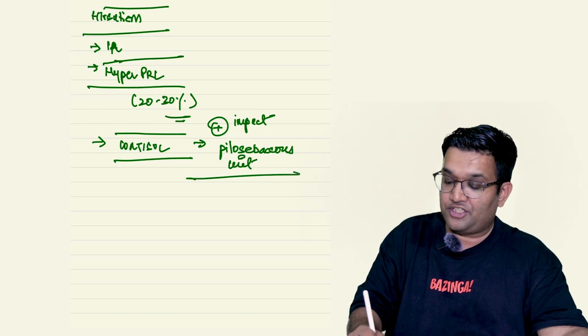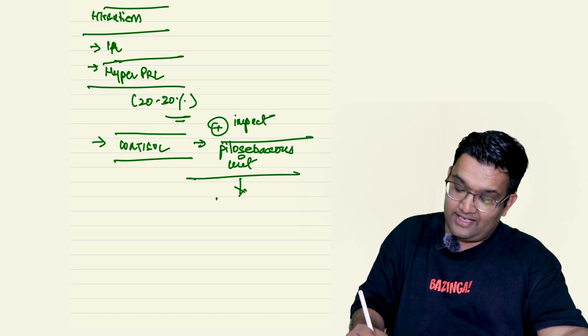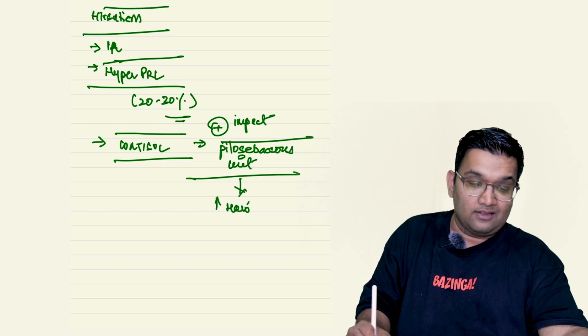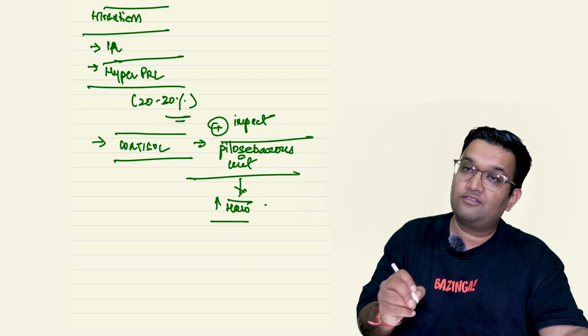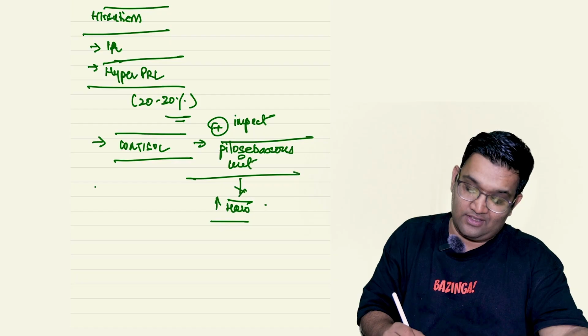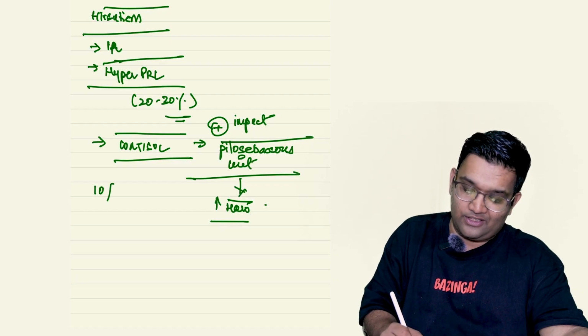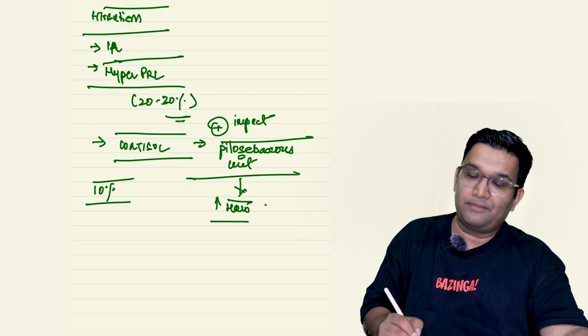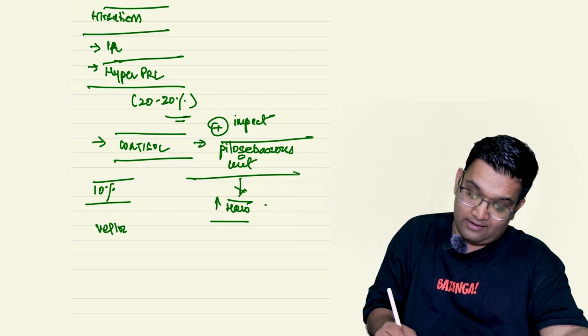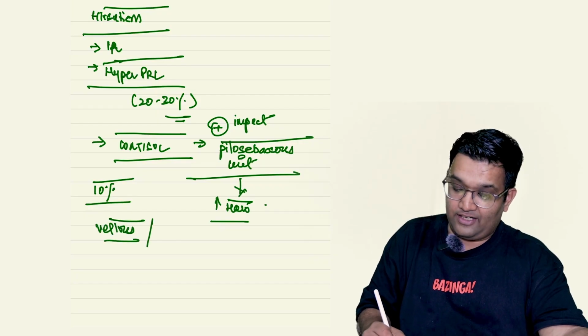And this pilosebaceous unit activity will cause an increase in this hair. But true hirsutism occurs very few times. It occurs only around 10% of the cases. Most of the time it is vellus hair, thin hair or lanugo hair.